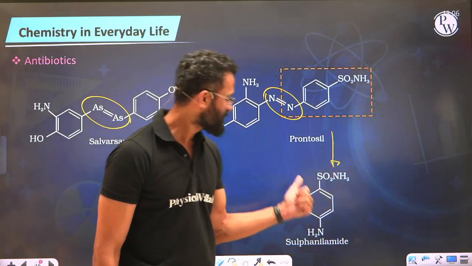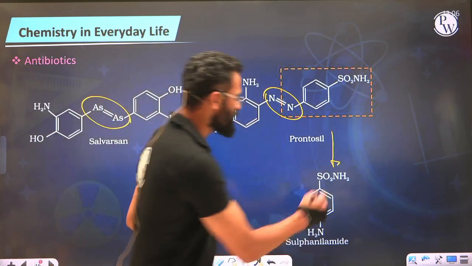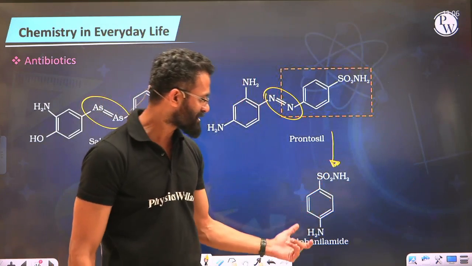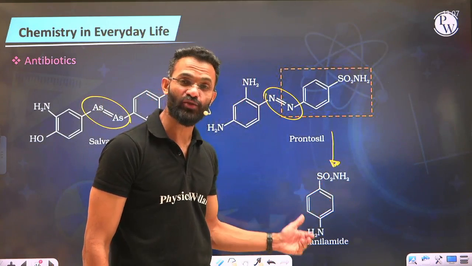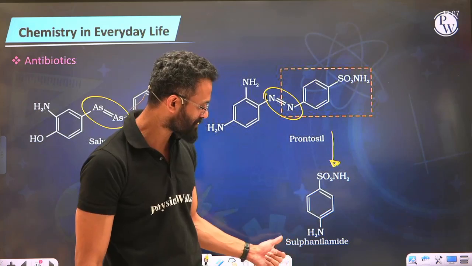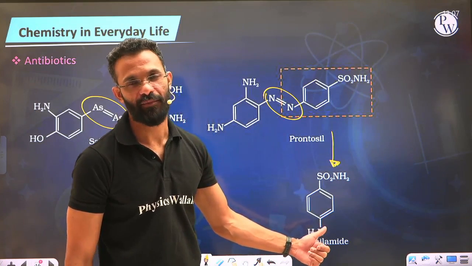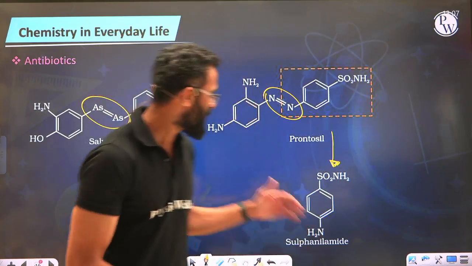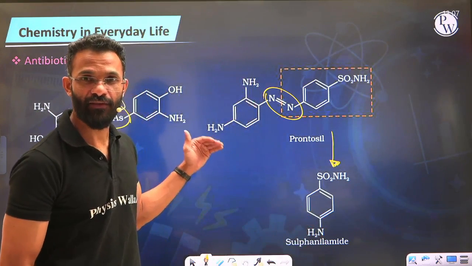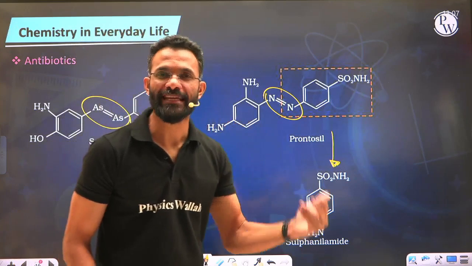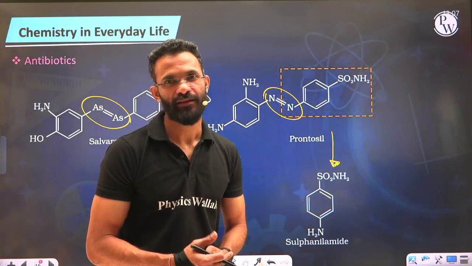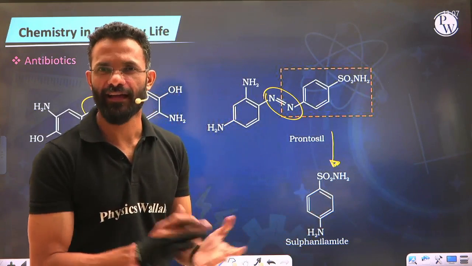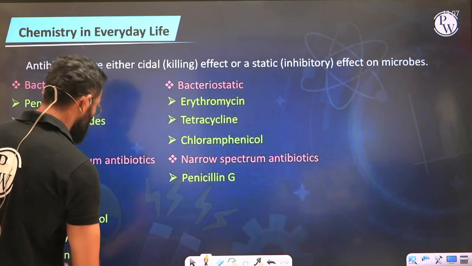So remember, when Prontosil is consumed, it basically releases the chemical substance which is actually effective against the bacteria, called sulfanilamide. So those were some of the examples of antibiotic. However, after salvarsan and Prontosil, so many synthetic antibiotics were developed. So let me show you the list of commonly used antibiotics and their categories. Guys, here is the list.